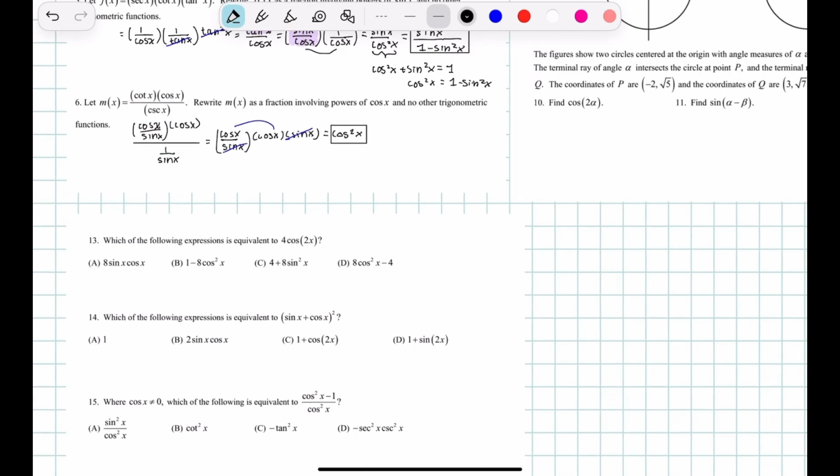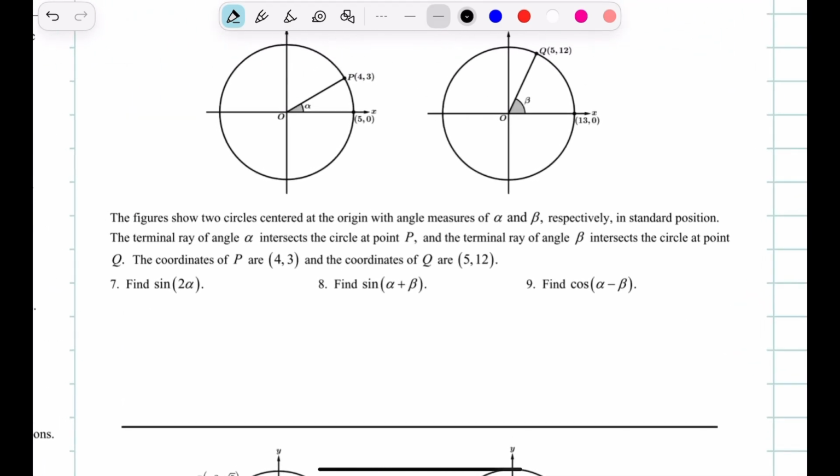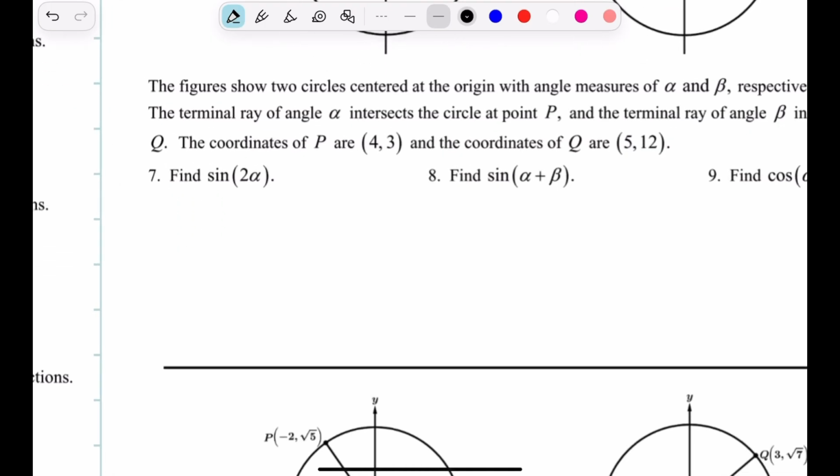Okay, so the figure shows 2 circles centered at the origin with angle measures of alpha and beta respectively in standard position. The terminal ray of angle alpha intersects the circle at point P, and the terminal ray of angle beta intersects the circle at point Q. The coordinates of P are 4, 3, and the coordinates of Q are 5, 12. So find sine of 2 times alpha.